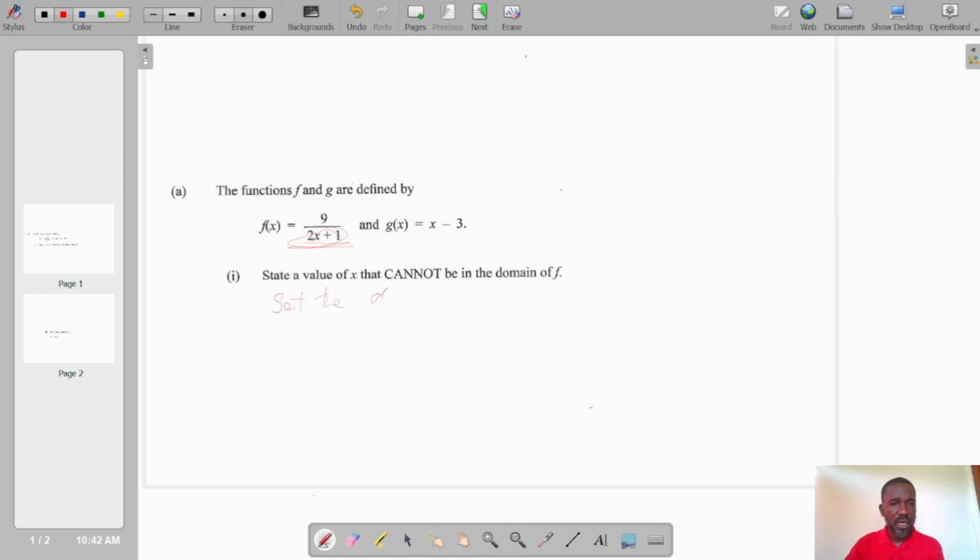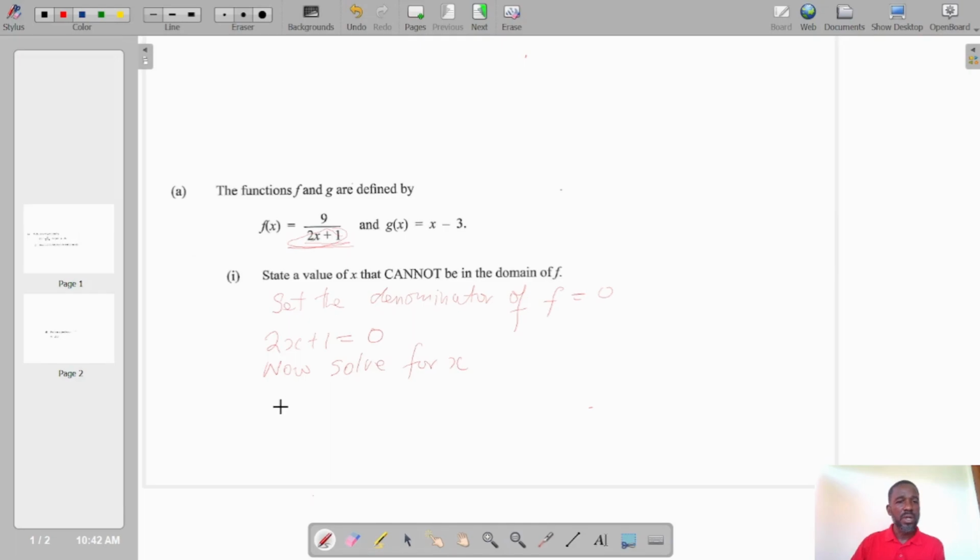So what we are going to do is set the denominator of f equal to 0. That is 2x plus 1 equal to 0. Then we are going to solve for x. So how are we going to solve for x? We have 2x plus 1 equal to 0.